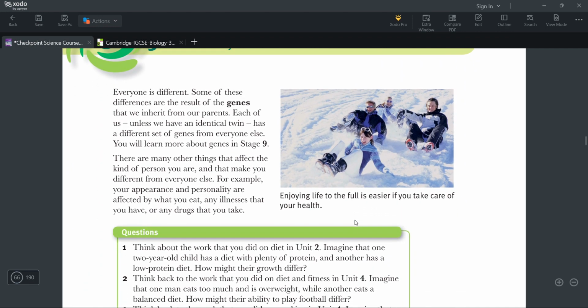Okay, everyone is different. Some of these differences are the result of genes that we inherit from other people. Each of us, unless we have an identical twin, has a different set of genes from everyone else. You will learn more about genes in stage 9. So the next book. There are many things that affect the kind of person that you are, and that make you different from everyone else. For example, your appearance and personality are affected by what you eat, any illness that you have, or any drugs that you take. Okay, so drugs in this case being medication.